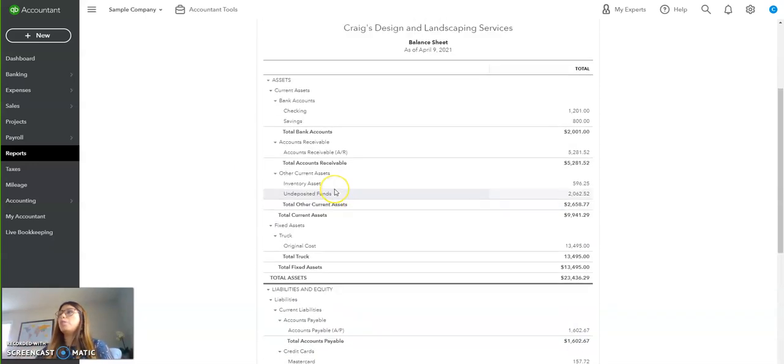Another thing is if you purchase large equipment or assets, that's not getting recorded on the profit and loss. That's getting recorded here. So let's say you purchase a skid steer for $10,000. That's on your balance sheet. That $10,000 is not going to go on your profit and loss statement.